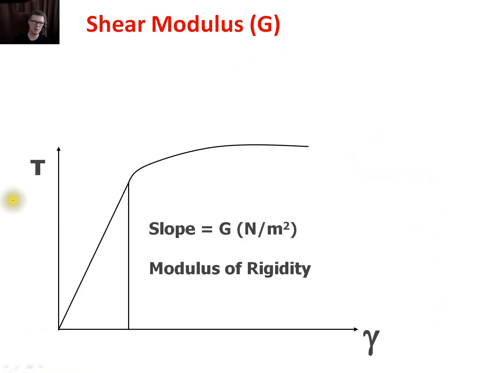So when I apply more torque, I'm going to get more twist. Remember, that's referring to twist in the sense of looking down the shaft, and you get a plot which looks remarkably similar to a stress-strain plot. And so this linear region, which I made non-linear, is going to be how I measure the modulus of rigidity, the shear modulus.